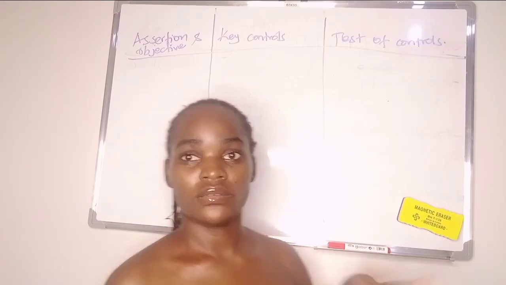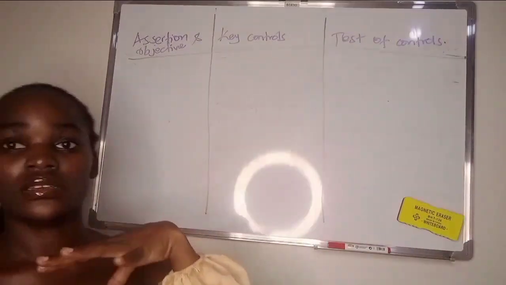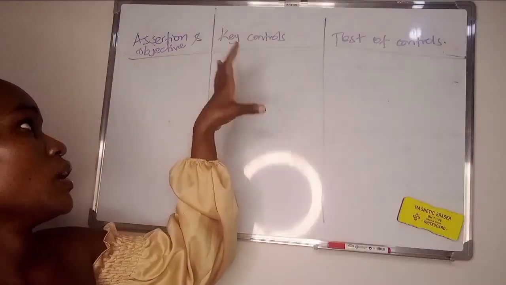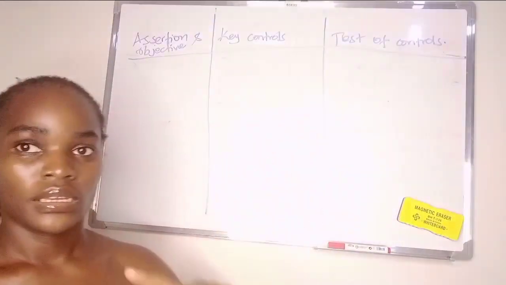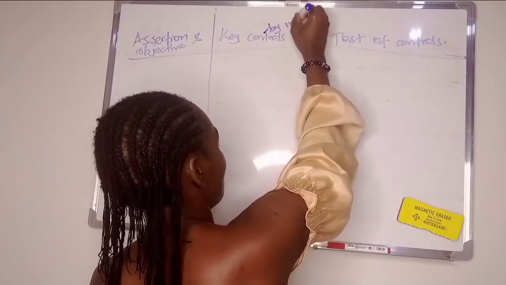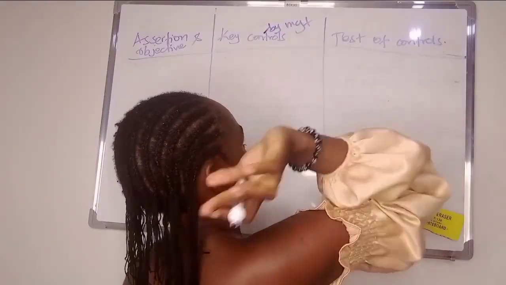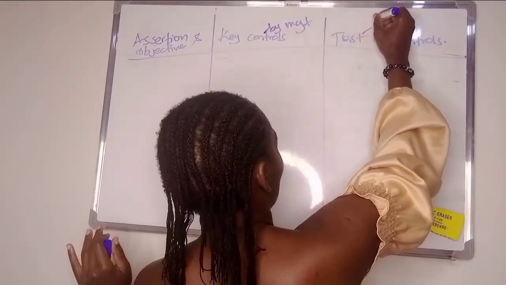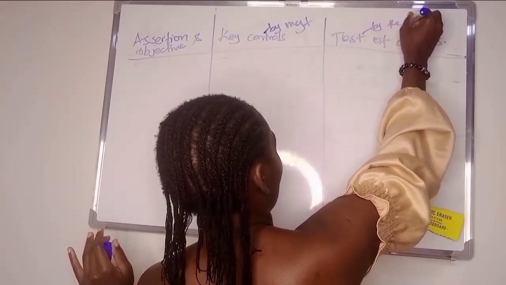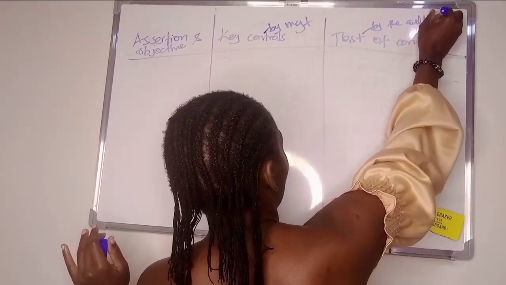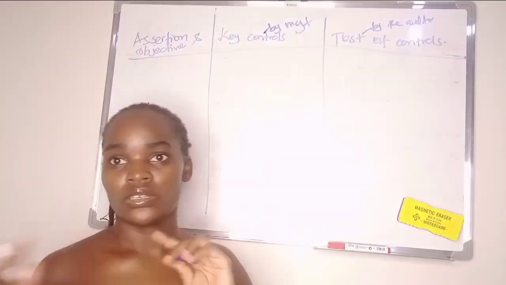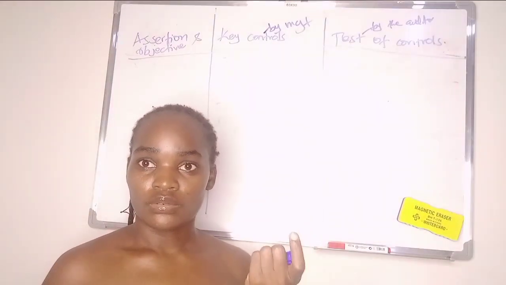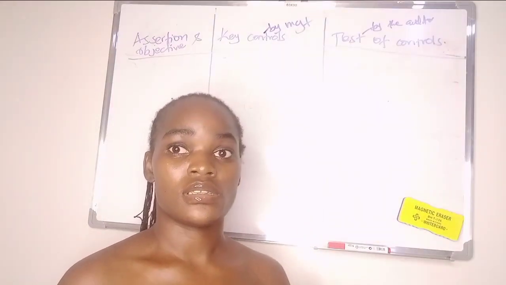So the format is still the same. We look at the assertion and then its objective, then we look at the key controls, and then we look at the test of controls. In the previous video, I told you that key controls are by management. Yeah, they are set up by management, then the test of controls are by the auditor. The auditor will test these controls that were put up by management. So the assertion that we are going to look at is completeness.